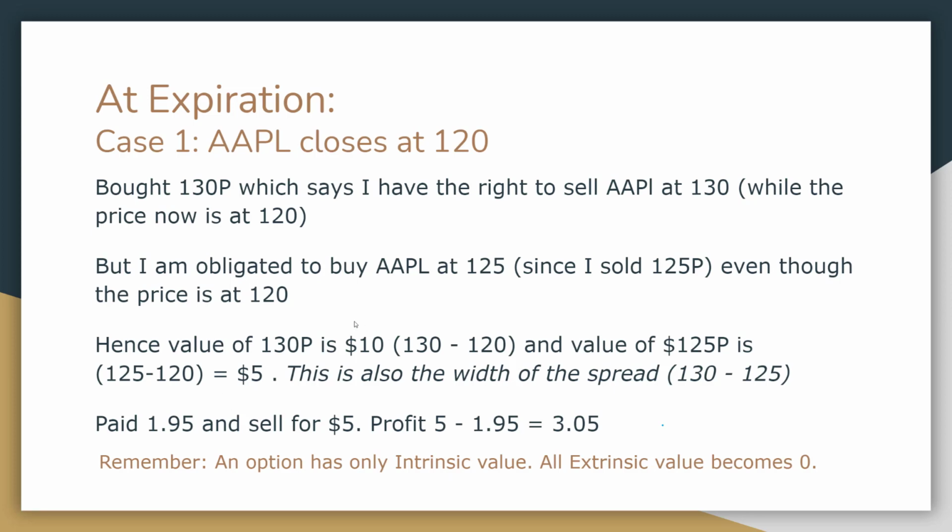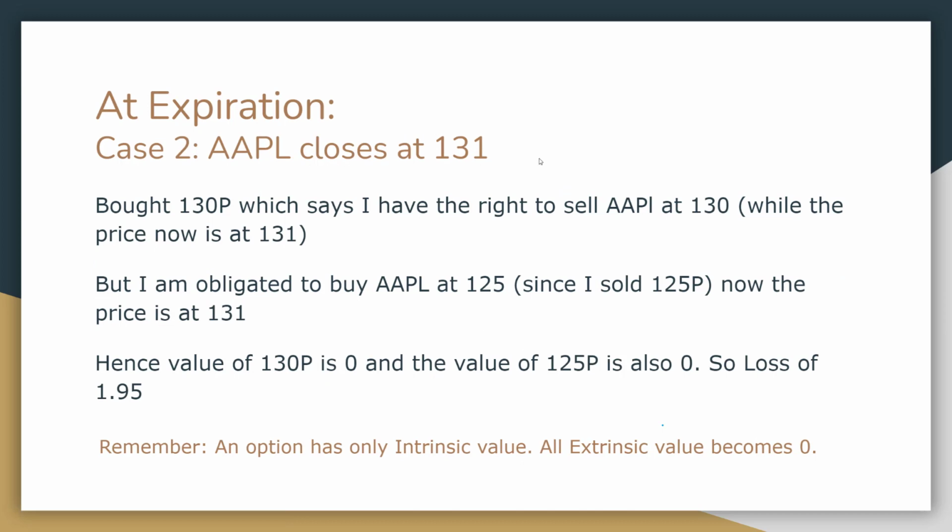So what is going to be your profit? 10 minus 5, you will make $5, which is also the width of the spread. When you buy a $5 wide put spread, the max you can make is $5, and you have to subtract what you paid for it. You paid $1.95 and you can sell it for $5, so your max profit here is $3.05. All the extrinsic value will become zero, and at expiration the options will only have intrinsic value.